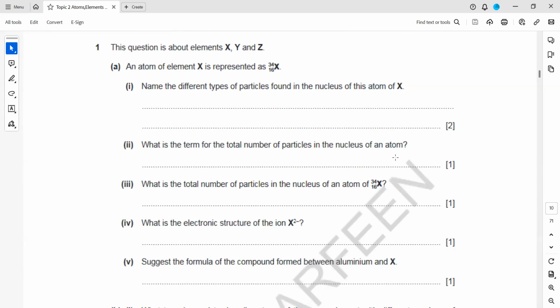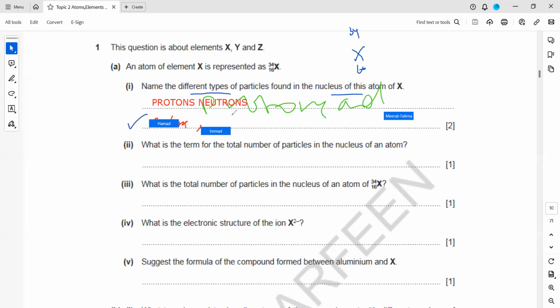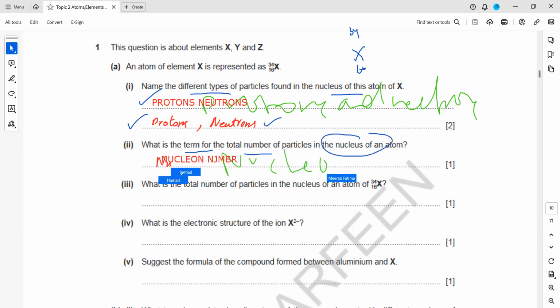This question is about elements X, Y, and Z. An atom X is represented by the symbol with 34 and 16. Name the different types of particles found in the nucleus. We find protons and neutrons. What is the term for the total number of particles in the nucleus? We call that the nucleon number. That's right. How many nucleons are there? 34.